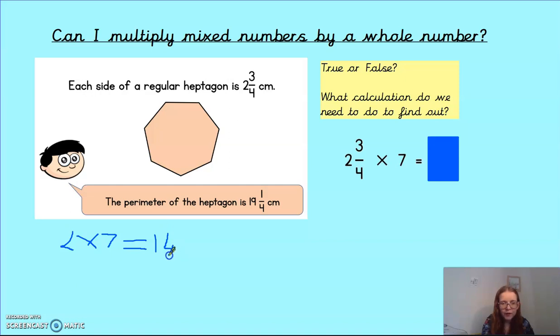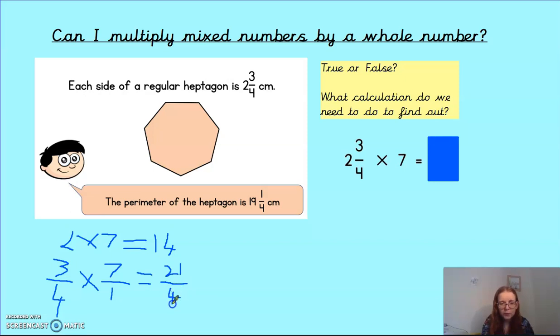Okay, can you remember what step 2 was? We need to do our fraction by our whole number. So we're going to do 3/4 times by 7, and I can change that into a fraction for ease of calculation by putting it over 1. So then I'm going to do 3 times 7, which is 21, and 4 times 1, which is 4.